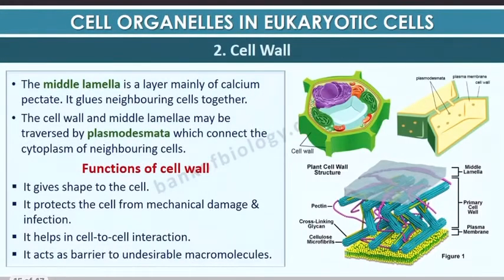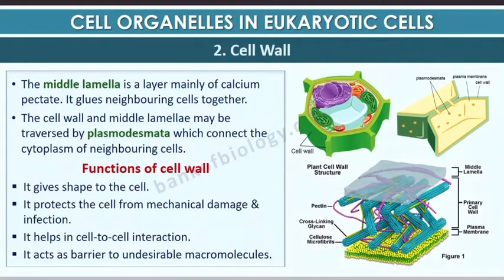And the middle lamellae, we were talking of the middle lamellae on top, is a layer mainly of calcium pectate. So middle lamella is made up of calcium pectate. It adheres, glues neighboring cells together. So the main function of this middle lamella is to adjoin the cells.